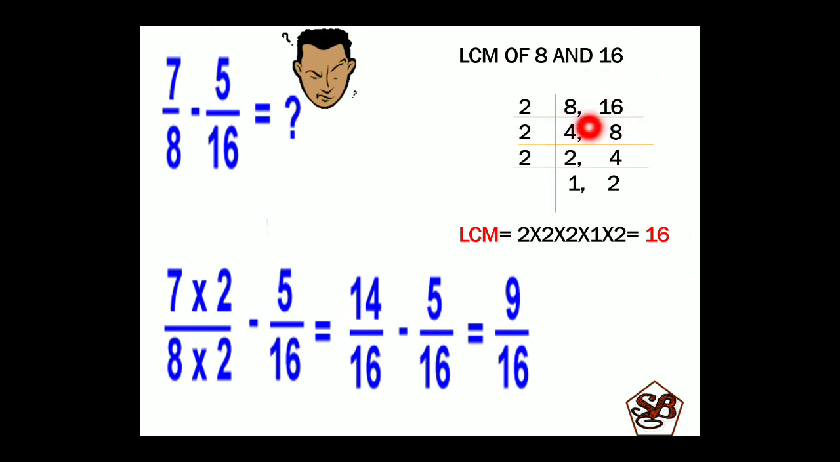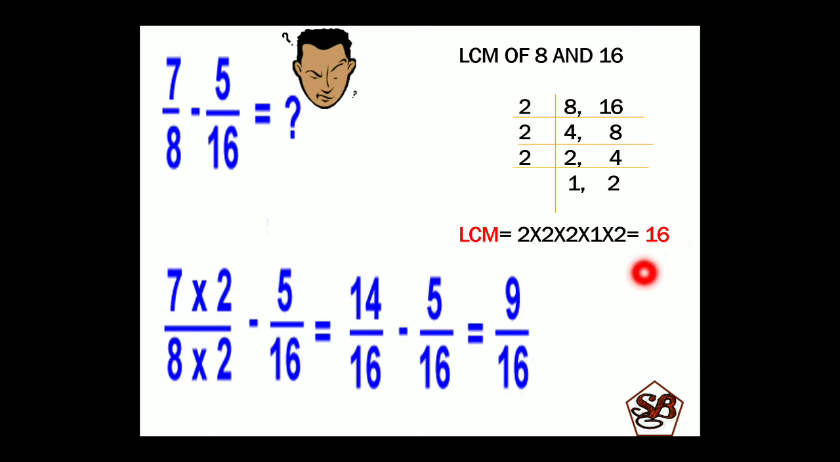8, 16. 2 4s are 8 and 2 8s are 16. 2 2s are 4, 2 4s are 8. 2 1s are 2 and 2 2s are 4. Now we multiply all these. 2 2s are 4, 4 2s are 8, 8 1s are 8 and 8 2s are 16. So the LCM is 16.